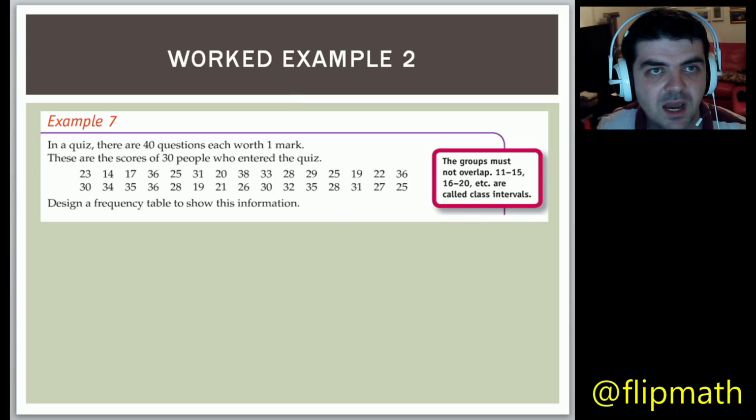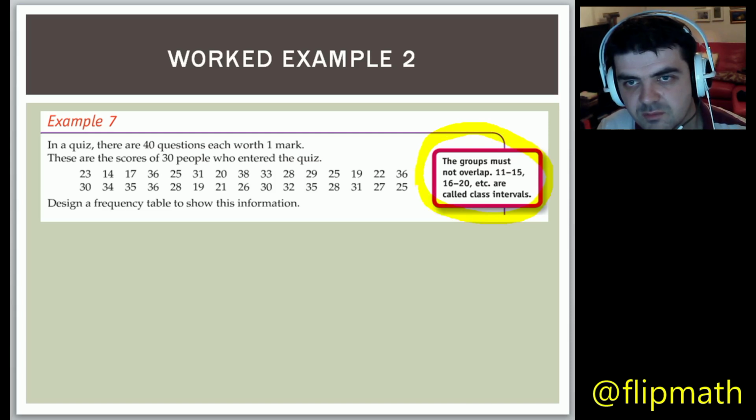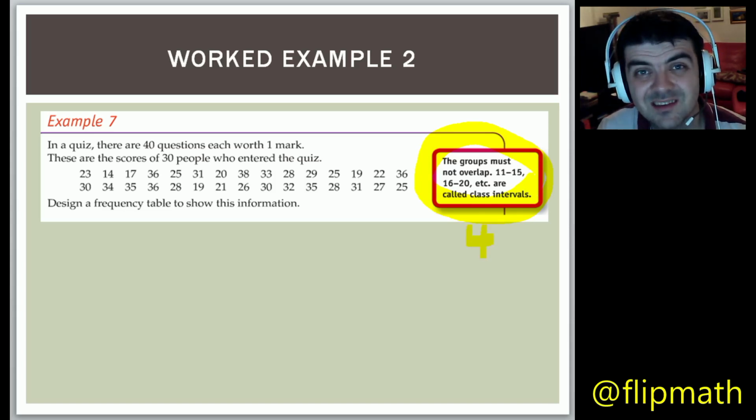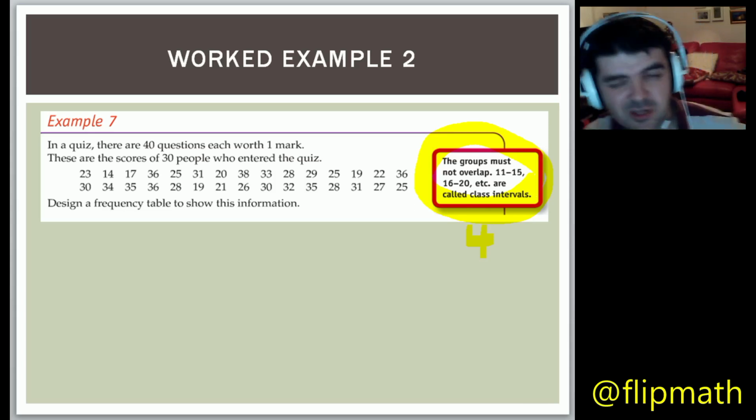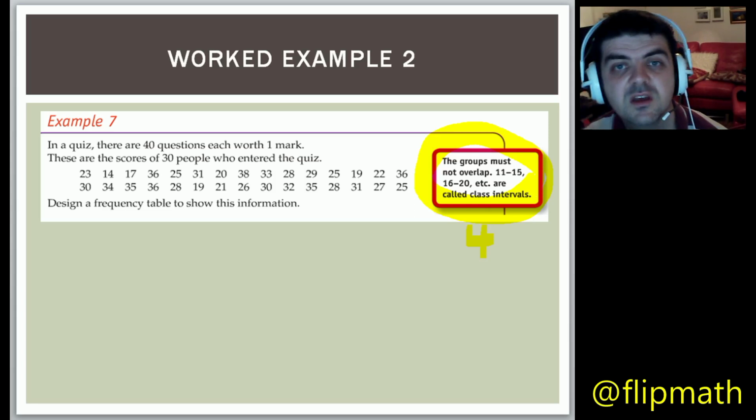Let's get my wee highlighter out. Yep, here we go. So the groups must overlap. Choose intervals that are suitable. So they've got 11 to 15, 16 to 20, and as you'll see, the interval for those is 4. And they're called class intervals, or the classes. We did discuss that some last year, but I'm going to start using the terminology more and more this year. The 11 to 15, 16 to 20 are called class intervals.